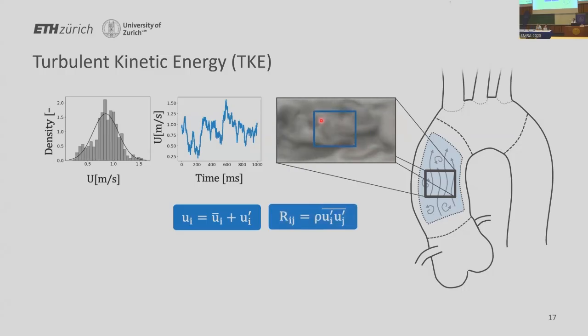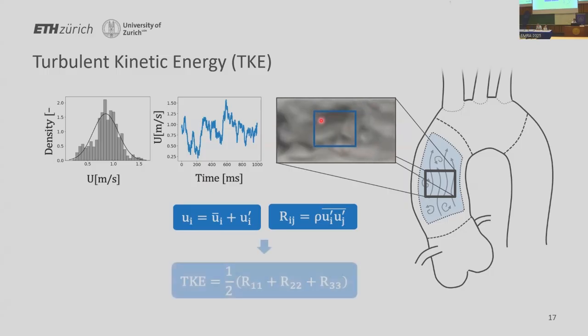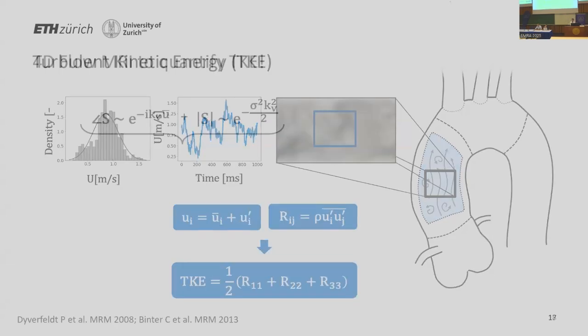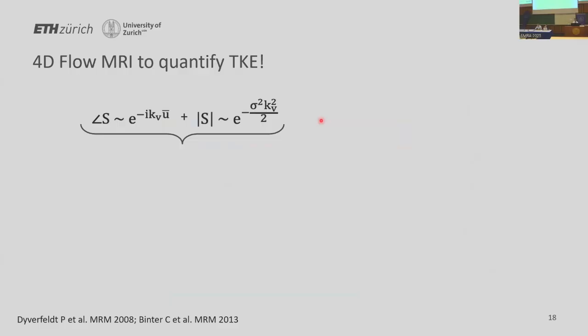And then we can define the Reynolds stress tensor. So these are essentially the variance and covariances of fluctuating velocities along all dimensions. We just multiply that with the density of the fluid. And then we can, for example, compute turbulent kinetic energy, which is this trace, so the diagonal of the Reynolds stress tensor.